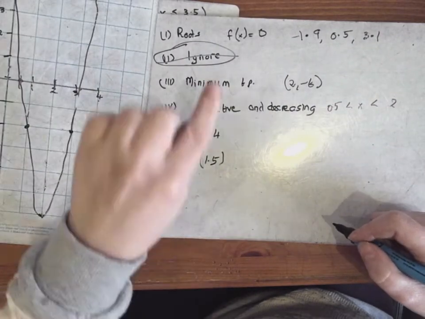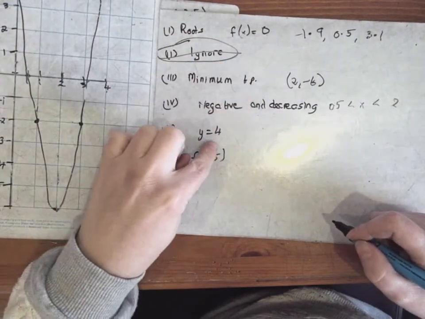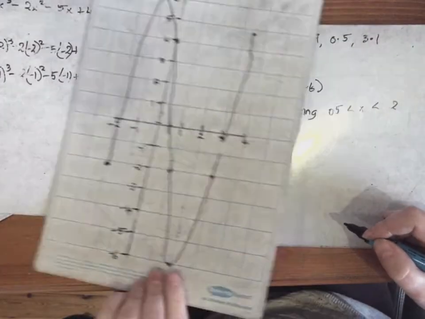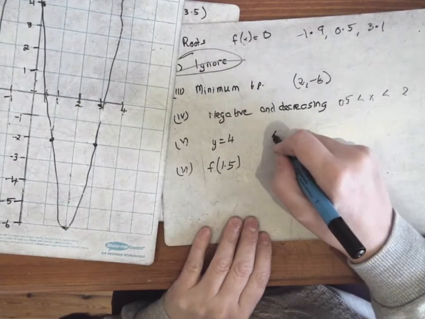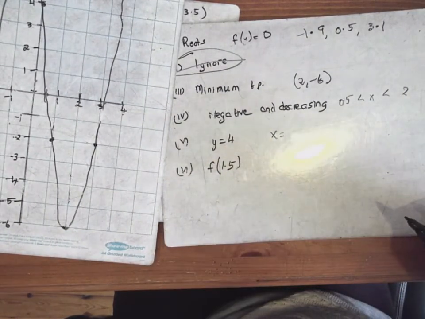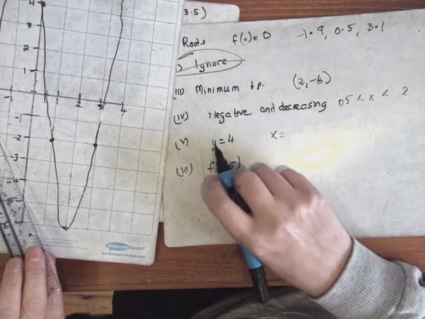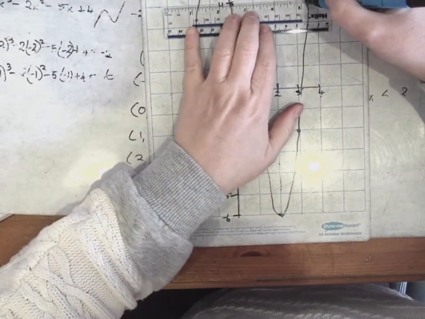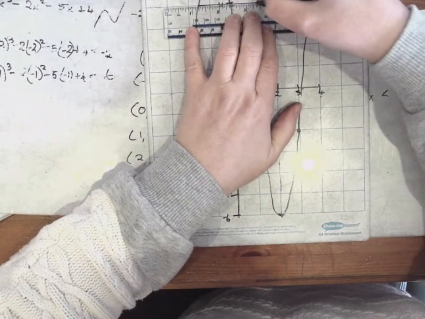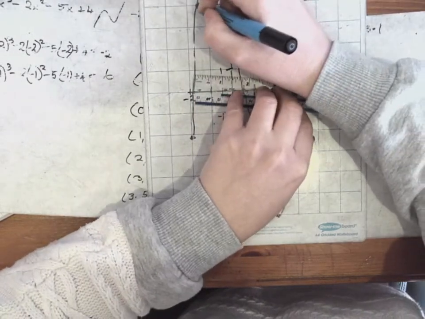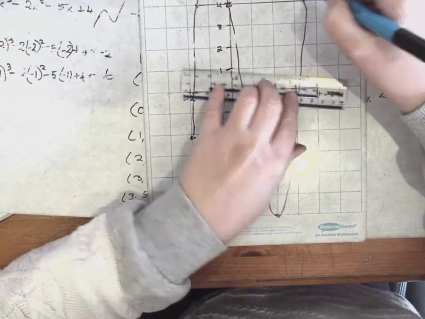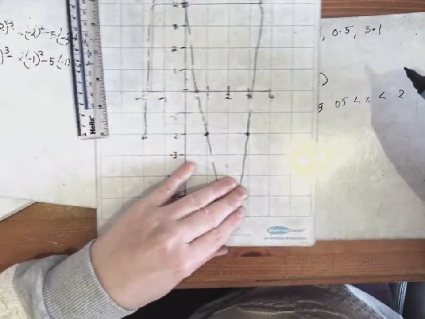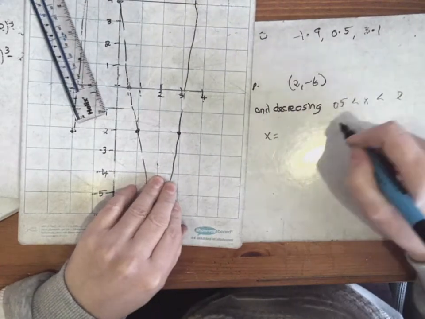Okay? Don't get too hung up on that type of question. I'm more interested in the roots, the minimum turning point, and the next 2 questions. The next question tells me y equals 4. So if they're telling me what y is, they want me to get x. Now there could be more than one x. So we go to 4 on the y-axis, and we draw a line, and it's hitting it 3 times. So it's hitting it here, here, and here. So you draw a line down so you can read off that number. So it's about minus 1.6.